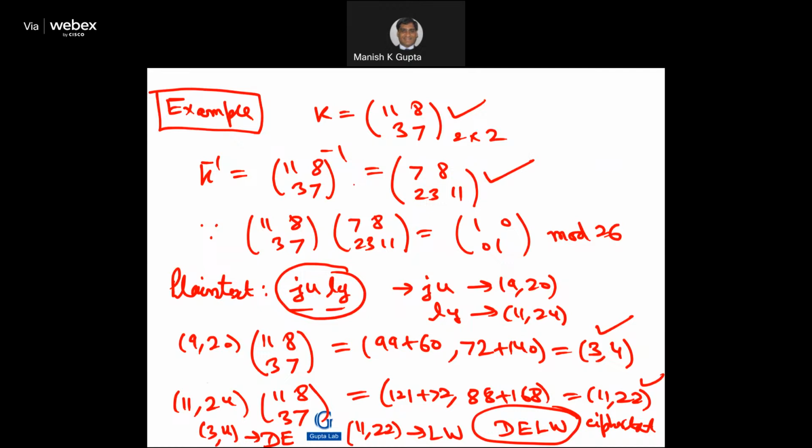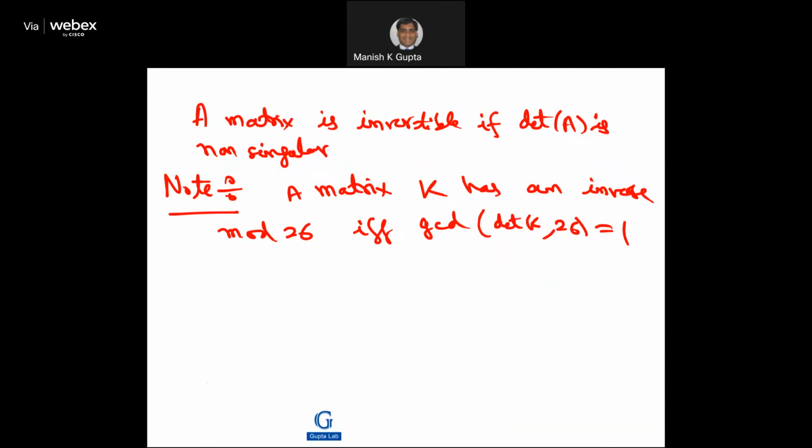So obviously there should be some condition for when the inverse will exist. Again, it's similar to the one we saw earlier. A matrix K has an inverse modulo 26 if and only if the GCD of the determinant of K and 26 is 1. I have told you the result, but I have not given you any proof. So what you need to do is drink a cup of tea or coffee and try to establish this fact, when this will be true.